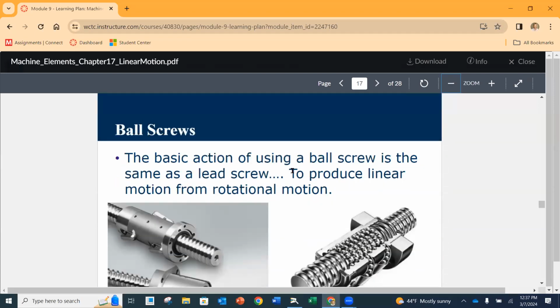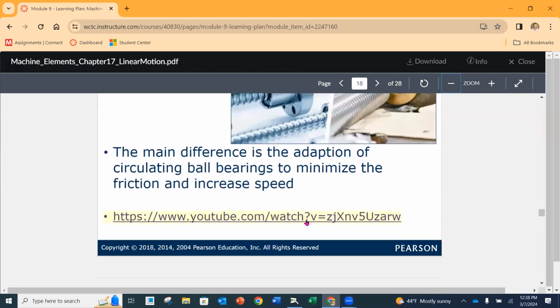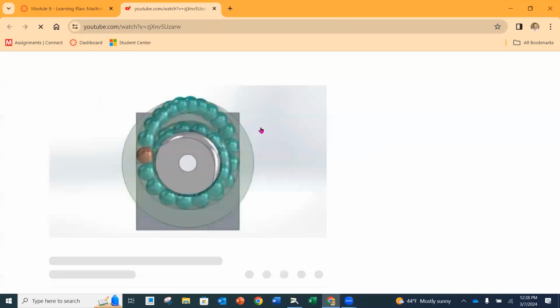Ball screws. Ball screws is the last part of this particular chapter. And ball screws have a basic action similar, and really the same, as a lead screw, except the way they accomplish this is by adding these recirculating balls on the inside. So what this offers us is less friction. Okay, so let's look at what these look like animation wise.